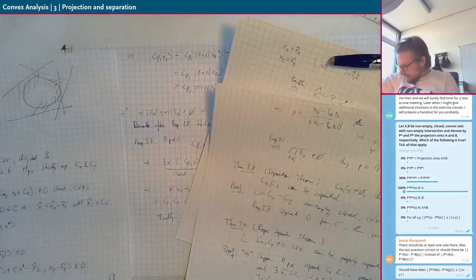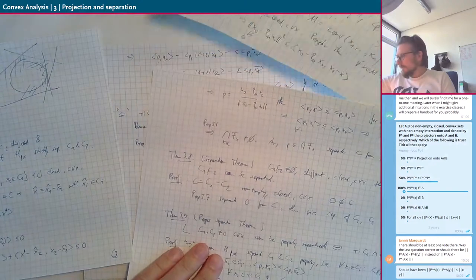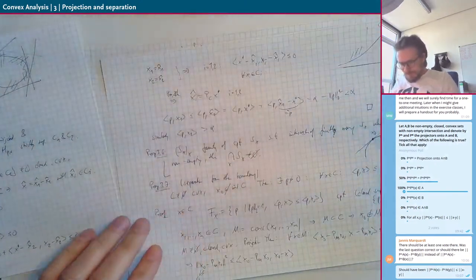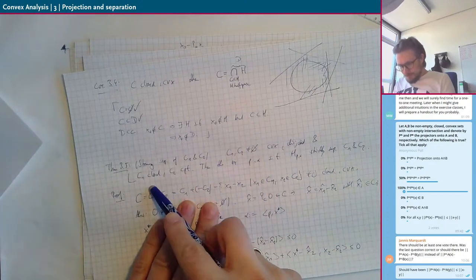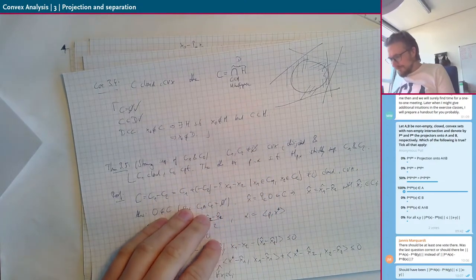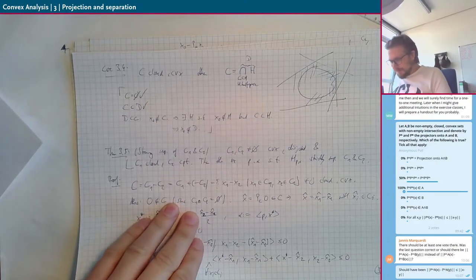Then we go here. That was the next one. So this was the proof of this. So this is strong separation: closed, compact, both convex and both disjoint, then strict separation.